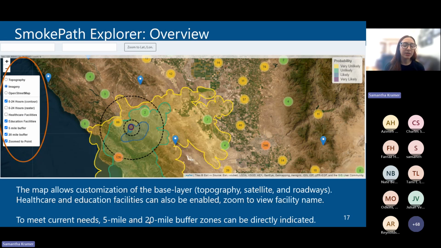We also tested this with some folks that are very familiar with filling out burn permits. And in some air basins, there is a need for a 5-mile and a 20-mile buffer zone from the fire location. So we did include the option to overlay those on a map. You can see those by the dashed black line: your 5-mile radius and your 20-mile radius of the expected burn location.